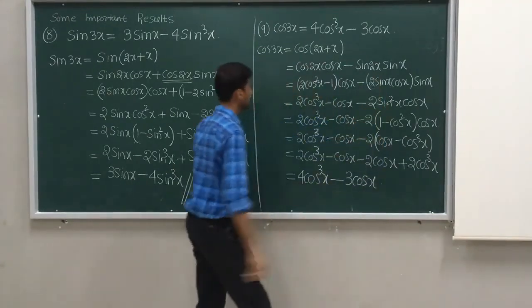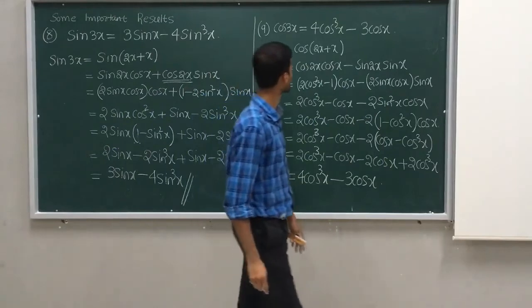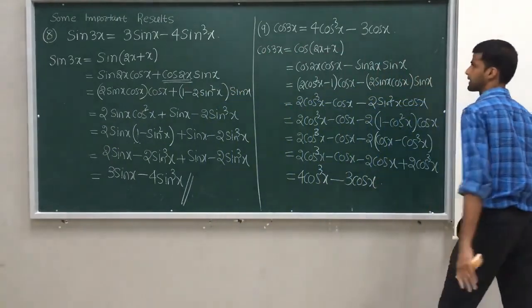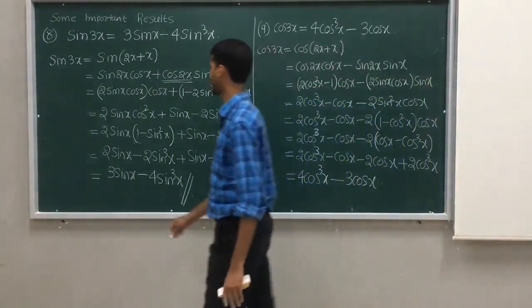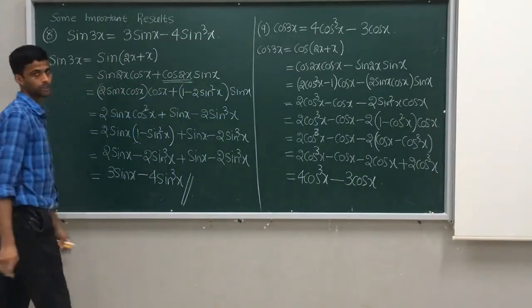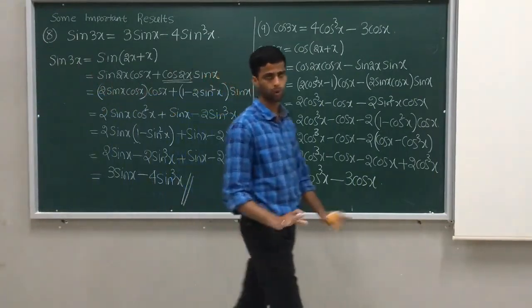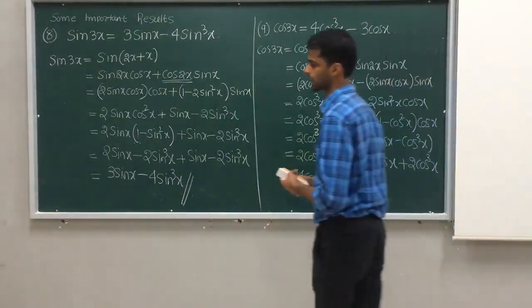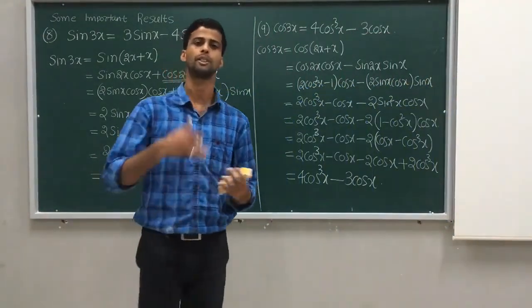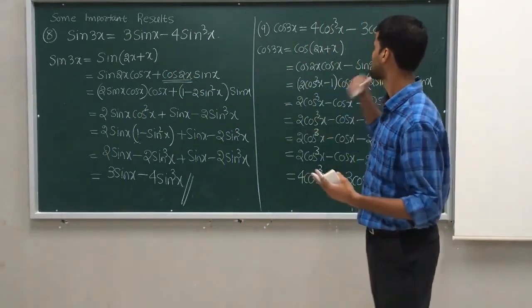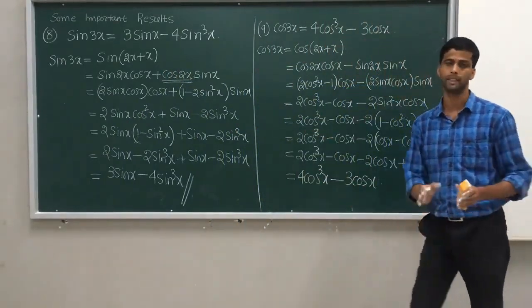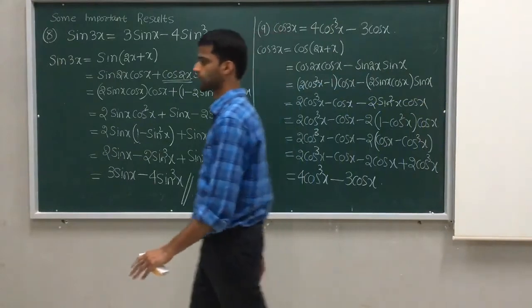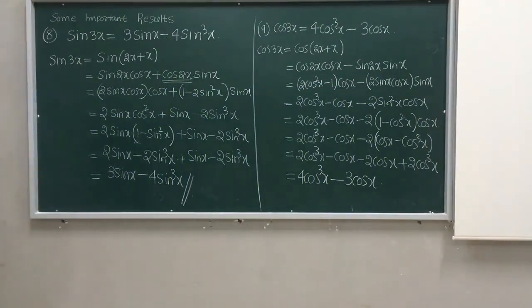So we proved cos 3x is 4 cos cube x minus 3 cos x, and we proved sin 3x is 3 sin x minus 4 sin cube x. With this we proved both very interesting, important results. So sin x is over, cos x is over, tan x is over, sin 2x, cos 2x, tan 2x, sin 3x, cos 3x. Now we are left with tan 3x. Please take care of proving this result in an instant way.